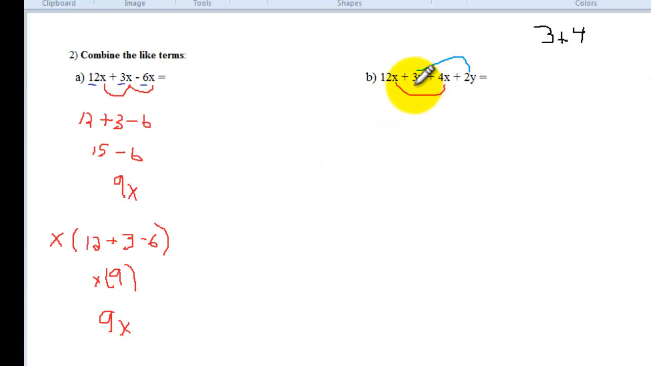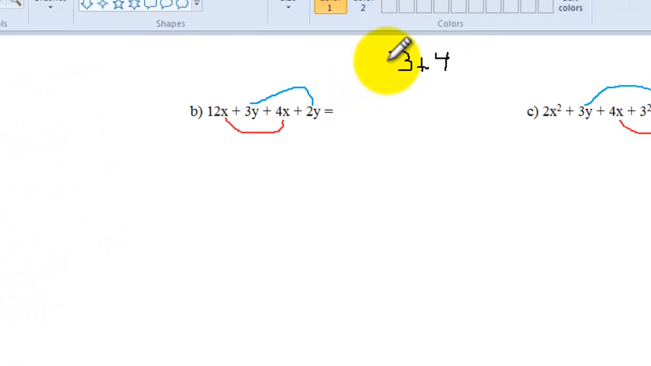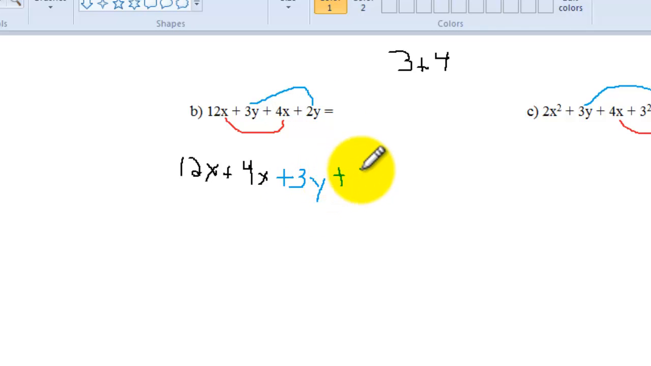So in this situation, oftentimes I like to rearrange the problem to make it easier, especially if I have a lot of terms. So you would have the 12x, and what I think of is moving the entire plus 4x. So I say plus 4x. And then I think of this y term. I carry the whole plus 3y. If it were negative, I'd be carrying the minus sign. And I could use that whole plus 2y. Now I've just arranged it so I can look at it easier. I'm going to combine this, and then I'm going to combine that.